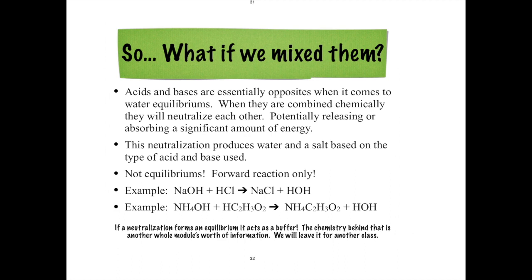Now, in this class, we are not going to deal with any equilibrium situations. We're going to just go forward reactions only. For example, NaOH, which is a base, mixed with HCl, an acid, will produce water and salt. Now, water, in this case, I will put HOH because it's the H from the acid and the OH from the base, but you know that if you combine H's, you get H2O.